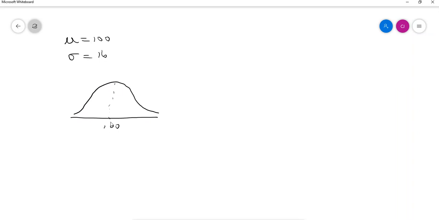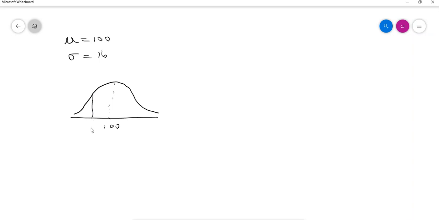All right, so we had the SAT scores. We had a mean of 100. Standard deviation was 16. And we were looking at that problem, and I was saying, oh man, where was that score of 85 at? Mean of 100.